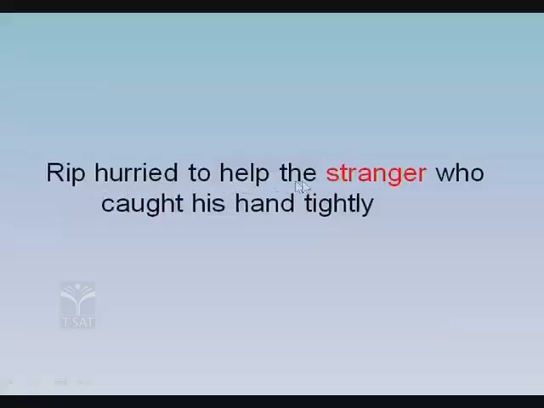So, can you guess what is the next word, children? Yes, it is the word stranger. So, let us look at the sentence from the textbook. Rip hurried to help the stranger who caught his hand tightly. Stranger is somebody who is not known to us. He is an unknown person, isn't it?